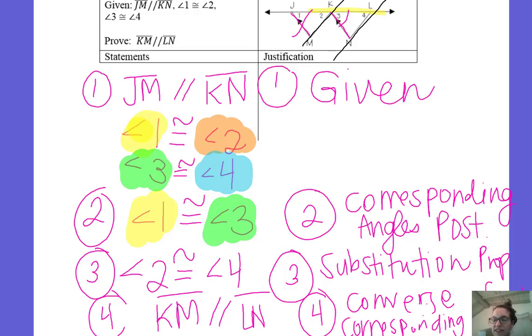That says postulate right here, P-O-S-T. And there we go.